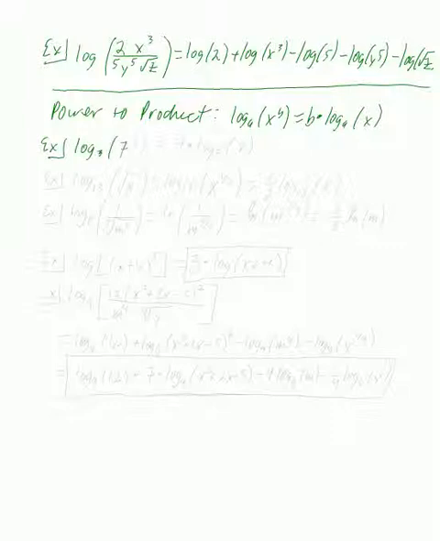Log base 3 of 7 to the 4th power. The exponent in this case is 4, so the 4 actually is going to come out in front and be multiplied to what's left. And that's all we have. Next example.